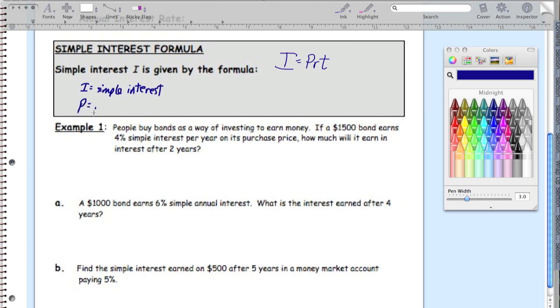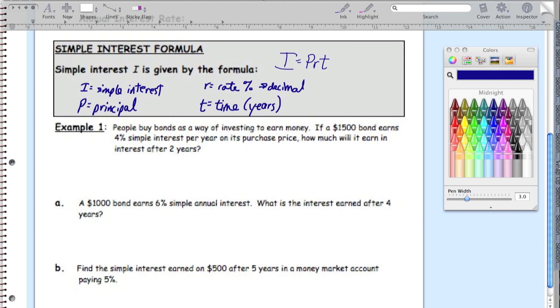P is our principal again, and that's the money we start with. R is our rate, whatever rate it's accruing at, and it's given to us as a percentage, so we're going to want to remember to turn that into a decimal. And then T is our time, the time period this process takes place over. We want to remember that this is always noted in years, so if we are doing something for 6 months, we would write that as 0.5 because it has to be in terms of years. So 6 months is 0.5 of a year, half of a year.